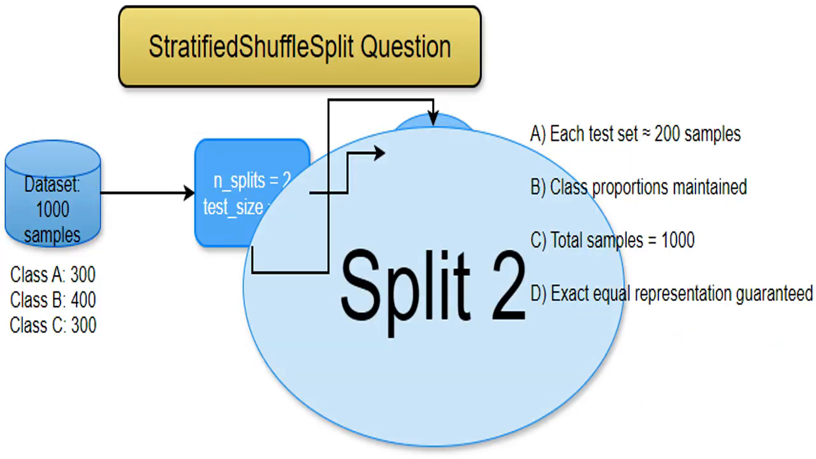Since I specified test_size equals 0.2, which means 20%, approximately 200 samples, 20% of 1000, will end up in each test set. Split 1 and split 2 means, approximately.